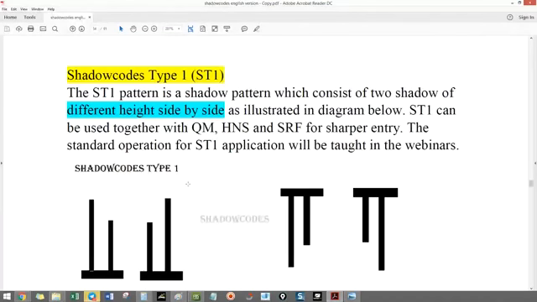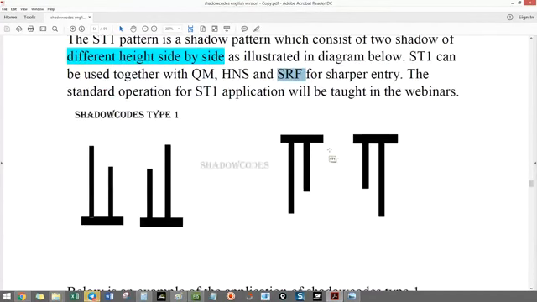So shadow codes type 1. The ST1 pattern is a shadow pattern which consists of two shadows. Keyword: two shadows of different height side by side. Two shadows of different height must be side by side as illustrated in the diagram below. ST1 can be used together with QM, HNS, SRF for a sharper or better entry. The standard operation for ST1 application will be taught in the webinar. So this is ST1.